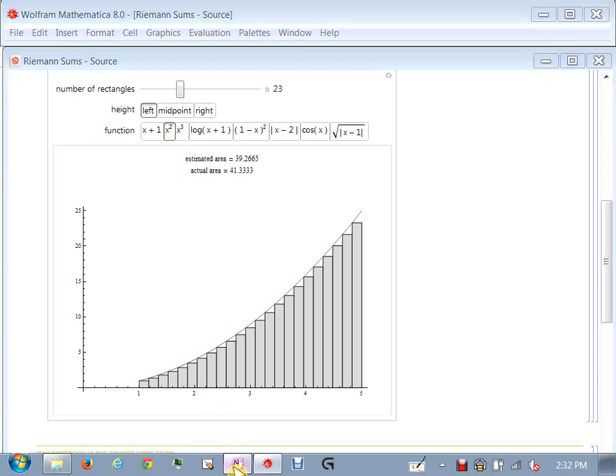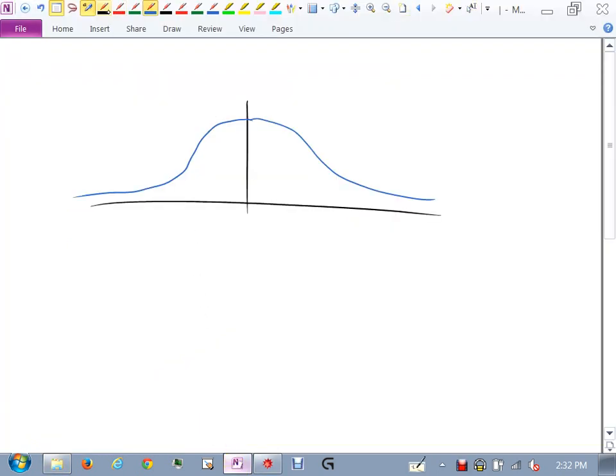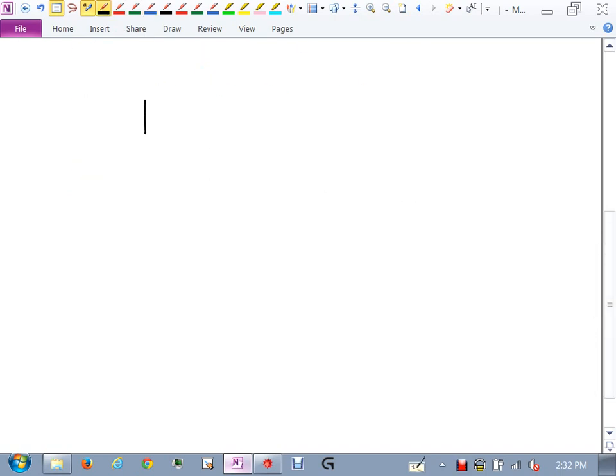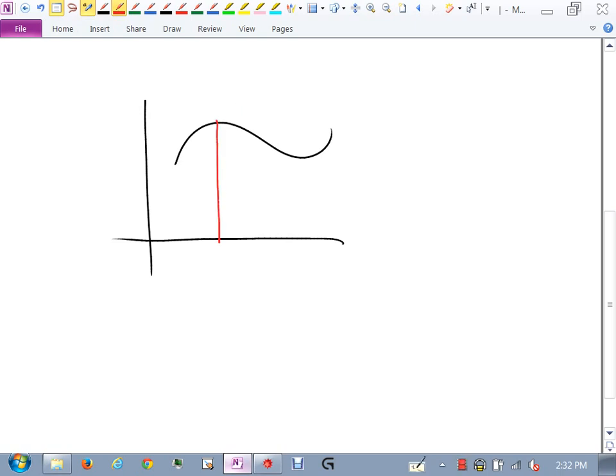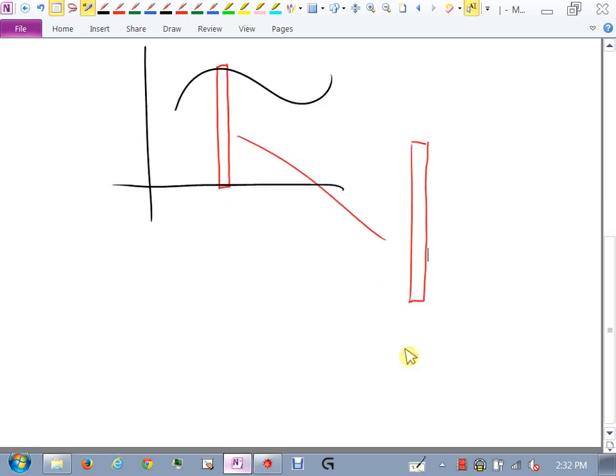Okay, what if I told you that on that Riemann sum picture I'm going to take one of those rectangles, just one of them, and look at it over here. The width of it, how wide that rectangle is, I'm going to call that delta x. We use delta whenever we want to talk about a change in x. This delta x is the width of that rectangle. How tall is that rectangle?